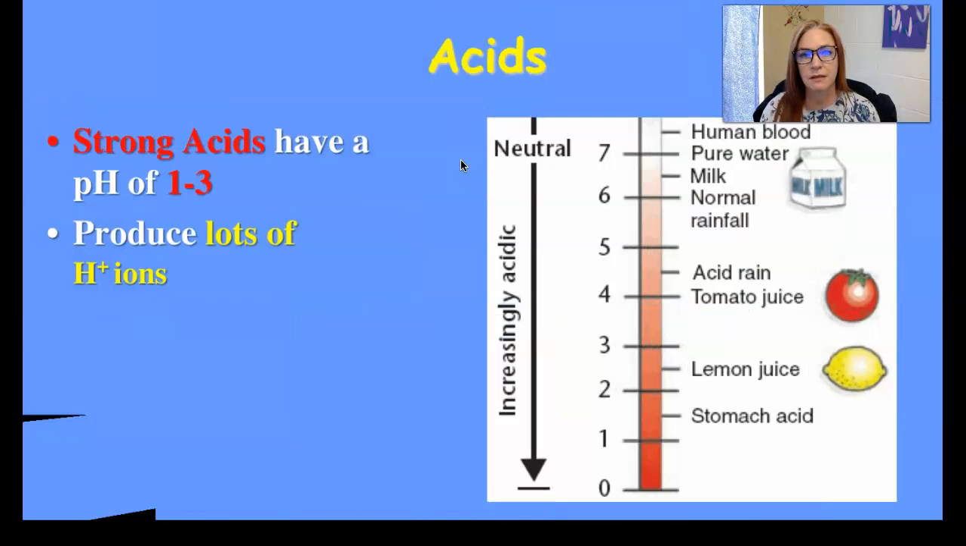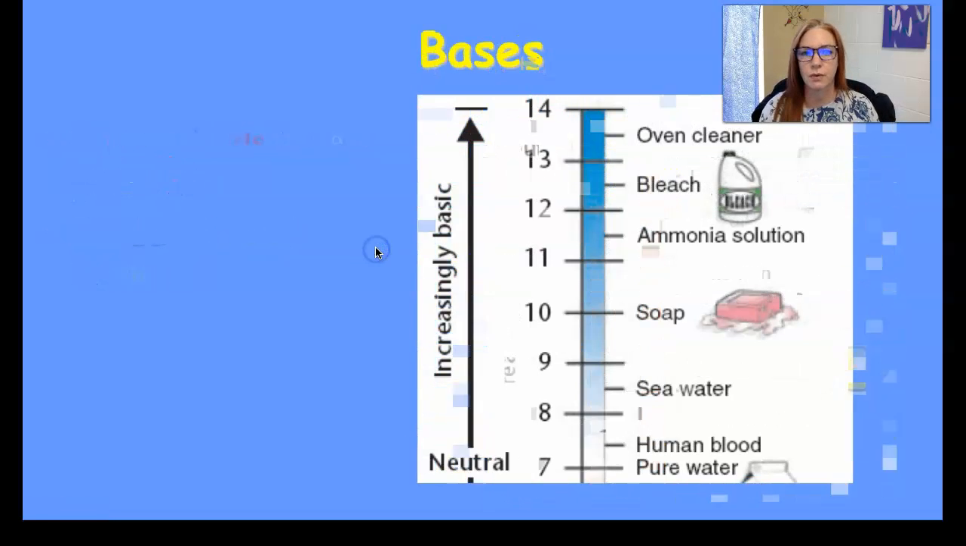Let me go back to the acid ones. So when we have strong acids, again, it gets stronger as it goes down. So the lower numbers are stronger than the higher numbers. So stomach acid is the strongest acid in the human body. And then we get stuff like lemon juice and tomatoes around a 4. Normal rainfall is about a 6 because it's got some dissolved minerals in it that will change the pH a little bit. Okay.